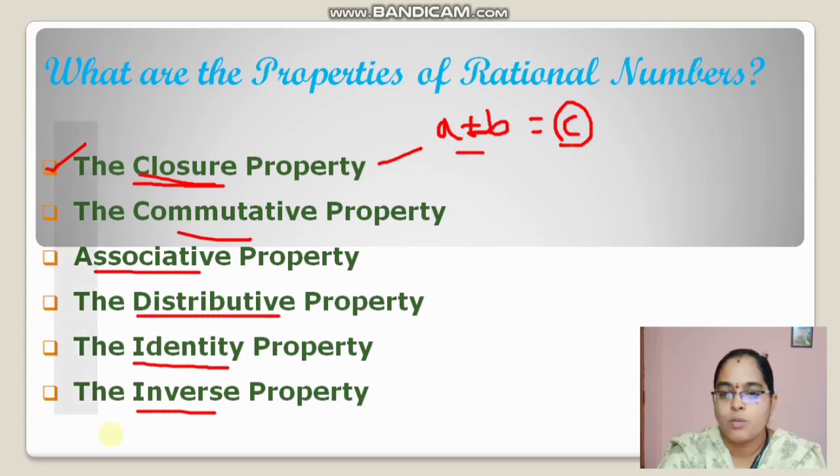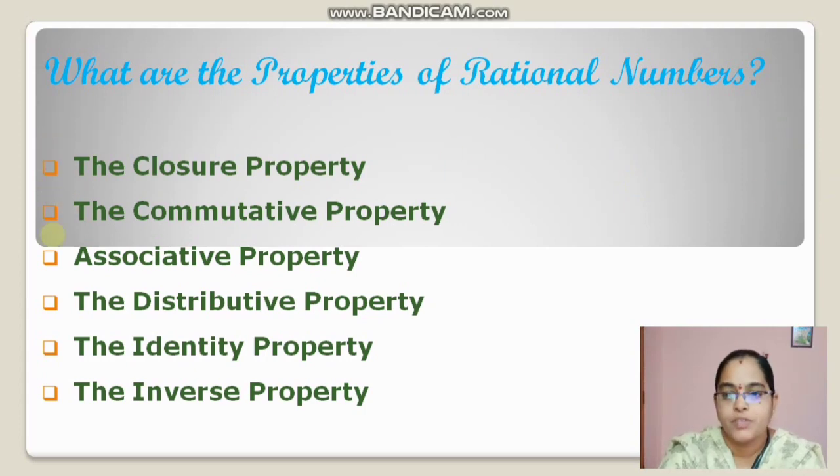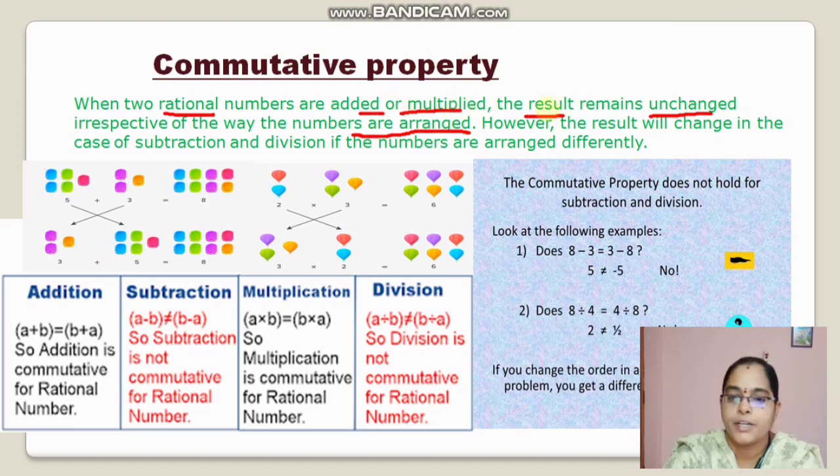Now see what is the commutative property. Commutative property is nothing but if we change the order, then the result won't change. Now see this commutative property in detail. Commutative property is nothing but when two rational numbers are added or multiplied, whatever the operation you are taking, the result remains unchanged. The result won't change irrespective of the way the numbers are arranged. If the arrangement of numbers is changed, then also the result won't change. Then that property is called commutative property.